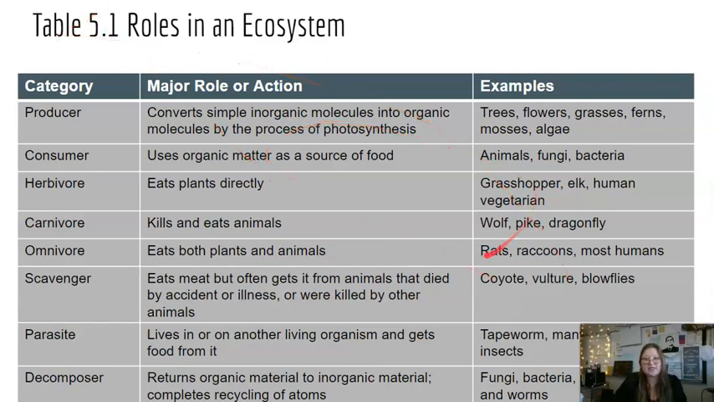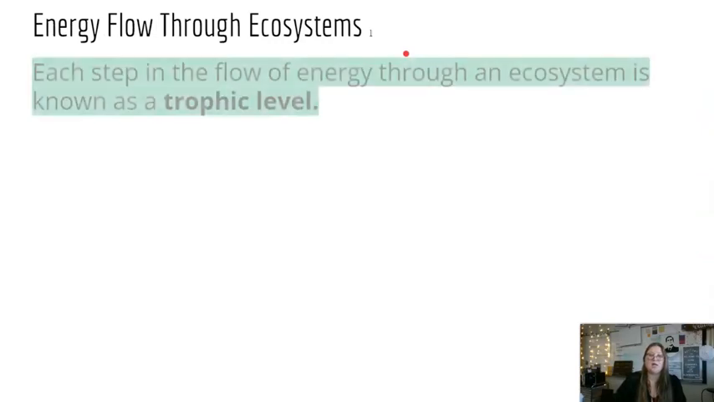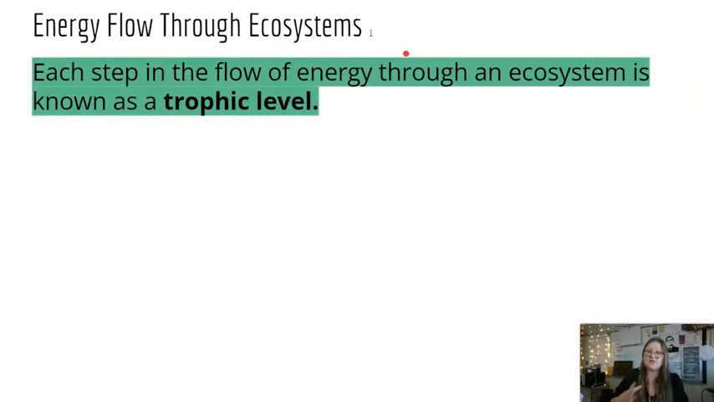All right, so you can pause and take a look at this if you would like, but this is an example of all the different categories, major role or action, and then examples of each one of those. So the big thing I want to cover in this lesson is the energy flow through the ecosystem. So we know how we organize the natural world around us into those different layers. We know that the ecosystem is diverse. We have living things, we have non-living things, and we know, hopefully now, that the energy originates with the producers. So the producers are photosynthesizing, and then the energy goes up as we go from primary consumer to secondary consumer. Each step in that flow of energy through an ecosystem is known as a trophic level.